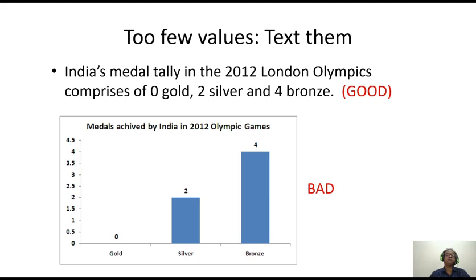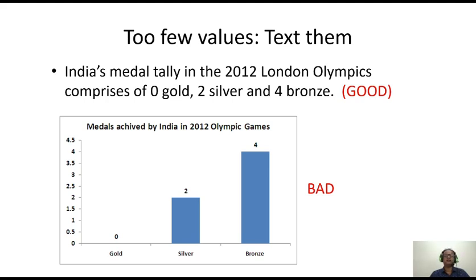Now you want to represent this in a graph. This is not something you represent by a graph. Rather, it is better to express it in text, because you have only 2 values: silver 2, bronze 4, and no score for gold. If you represent it in a graphical way, it looks so odd. First, it very vividly expresses that there was no gold.